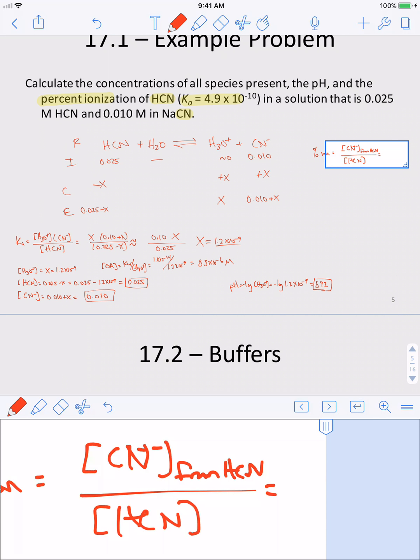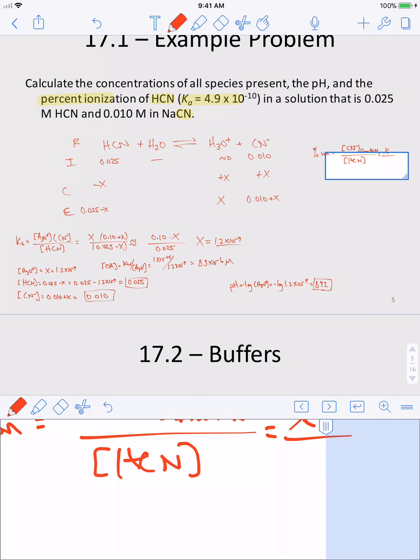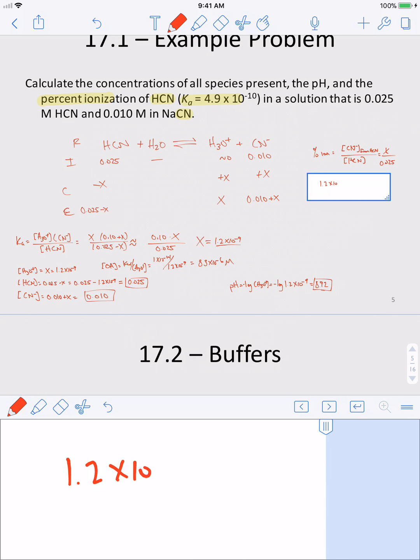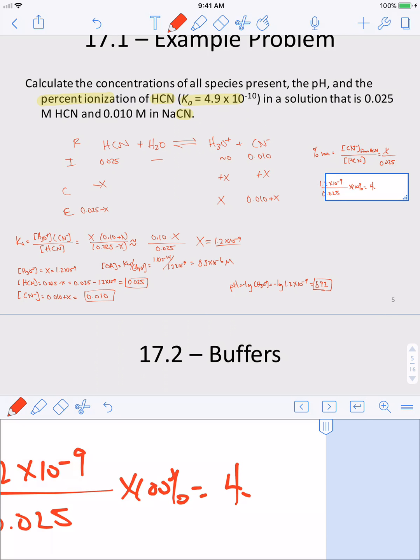Okay, so the amount that formed from HCN is just x. So we really want x divided by the original concentration, 0.025, times 100%. So x was 1.2 times 10 to the minus 9, over 0.025, times 100. The percent that's dissociated is really, really tiny. It's going to be 4.8 times 10 to the minus 6%.